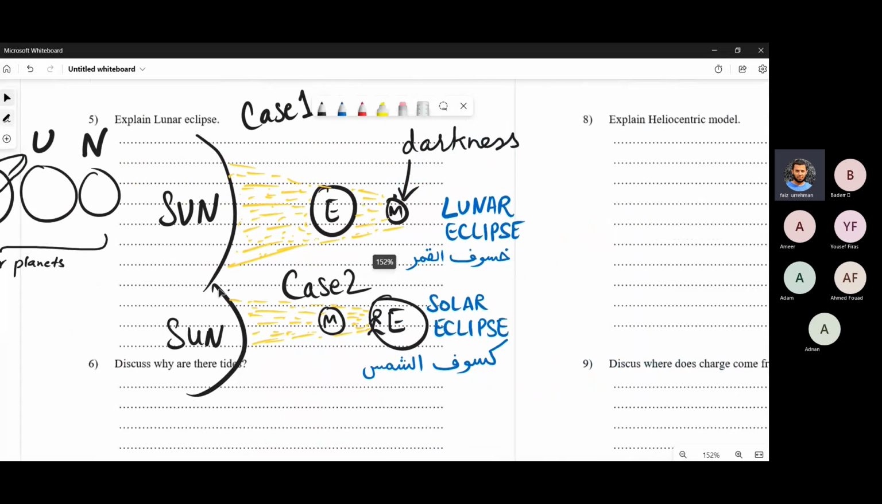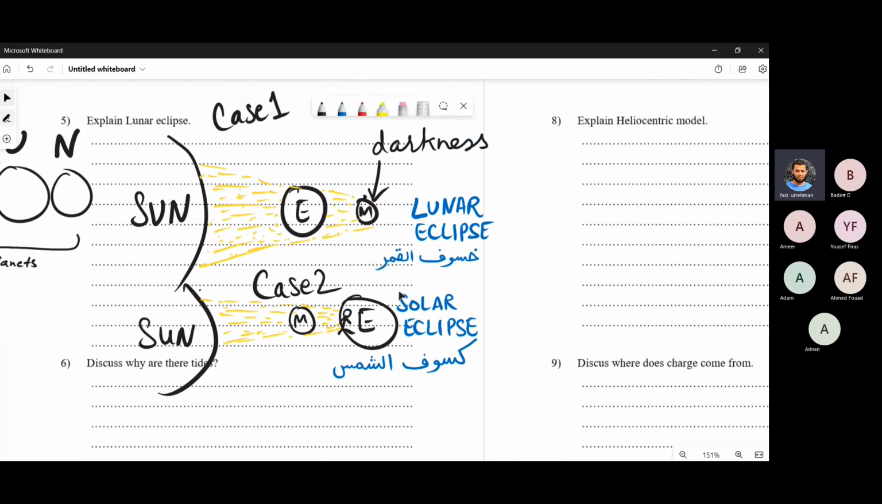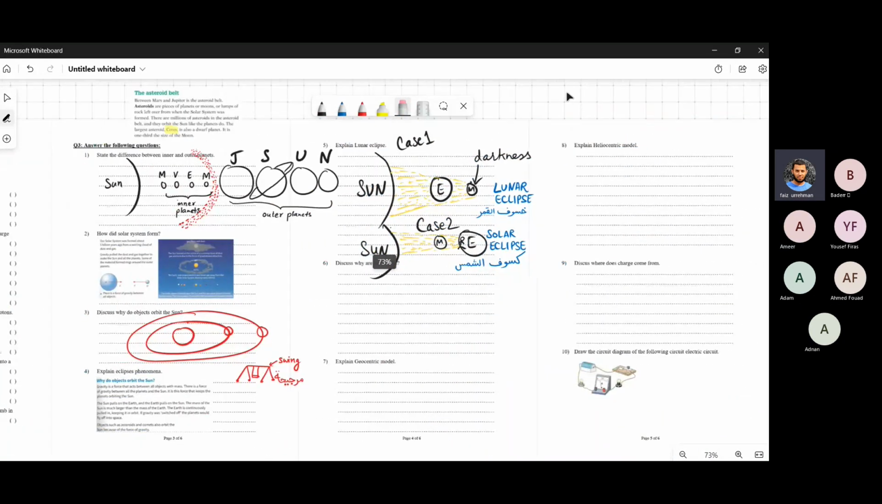Now, eclipses are not always complete, it's not like the sun is always fully covered by the moon. Sometimes there are partial eclipses. The moon will come here, and then next here, and then khalas, it will move away. So it covered only the bottom part, something like that. So eclipses are not always total. Mostly there are partial eclipses, but total eclipses are very rare. They happen after a very long time, but partial eclipses happen very frequently.